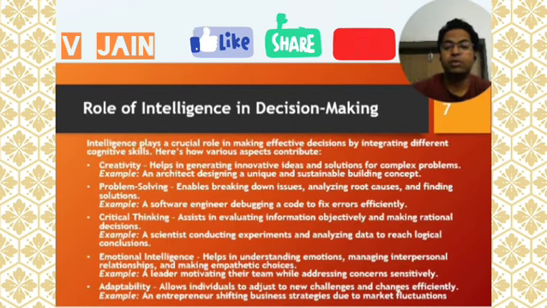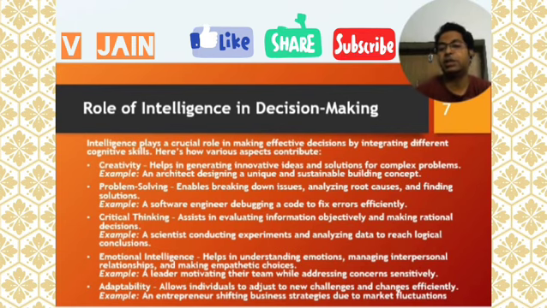Now, the next one is the role of intelligence in decision making. Each bullet here shows how different types of intelligence help in decision making. Creativity, thinking of new ideas. For example, an architect designing a unique building. Problem solving, breaking down issues. For example, a coder fixing bugs in software. Critical thinking, evaluating information logically. For example, a scientist analyzing data.